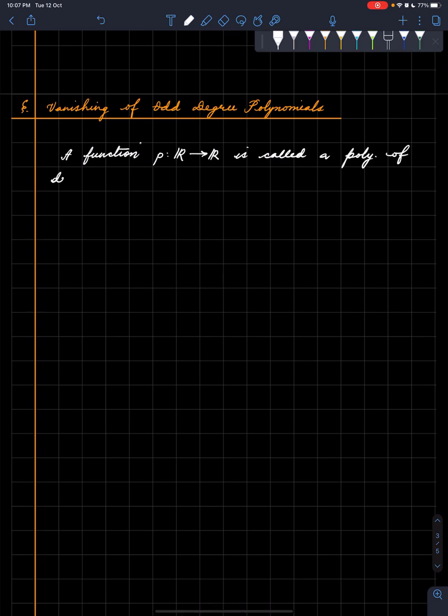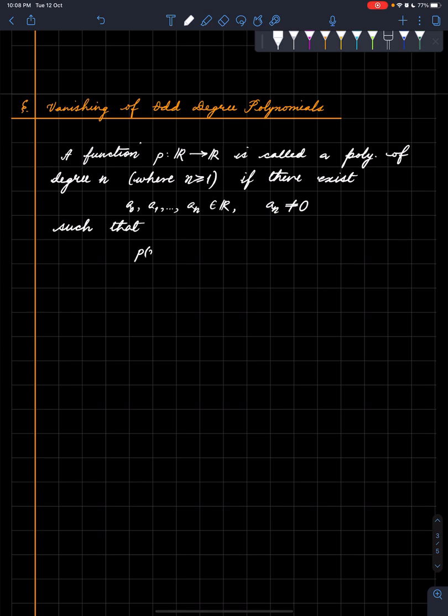of degree n, where n is some positive integer, if there exist a0, a1, ..., an real numbers with an non-zero, such that p of x equals an x to the power n plus a(n-1) times x to the power n minus 1 plus ... plus a1 x plus a0.